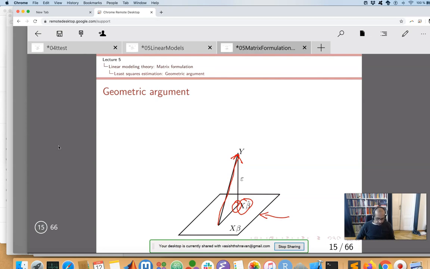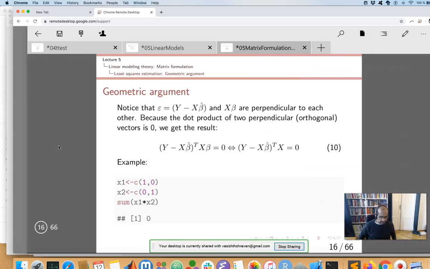So this is the point that we want to reach, right? Now it just turns out that in matrix algebra, this vector epsilon that you're seeing is actually the difference between y and x beta hat. Okay, so that's how this is characterized.